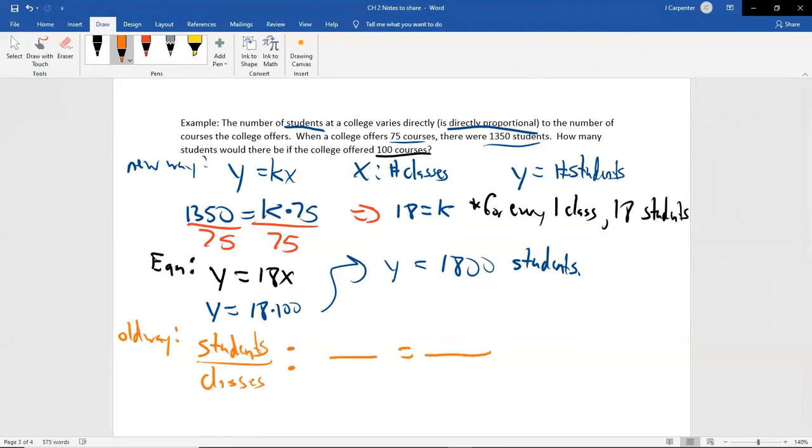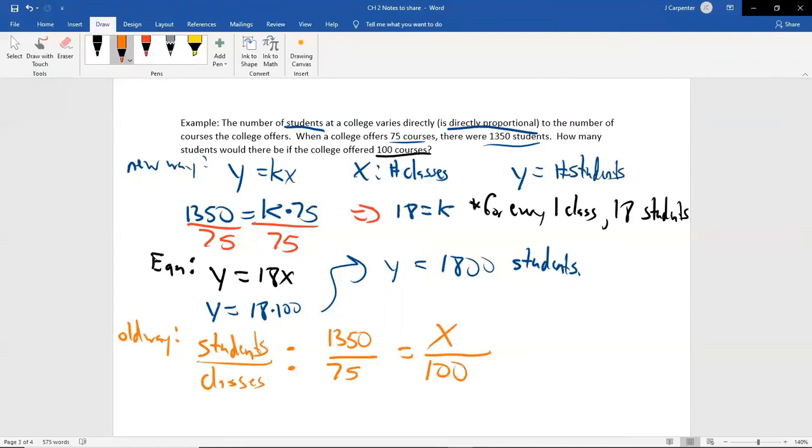For each fraction, that's going to be a scenario that's paired. So when a college offers 75 courses, there's 1,350 students. 1,350 is the students, so top. 75 courses is the number of classes, so bottom. How many students would there be when the college offers 100 courses? So top or bottom, where's the 100 go? What's classes? So bottom. The number of students is unknown, so you can call it whatever letter you like.